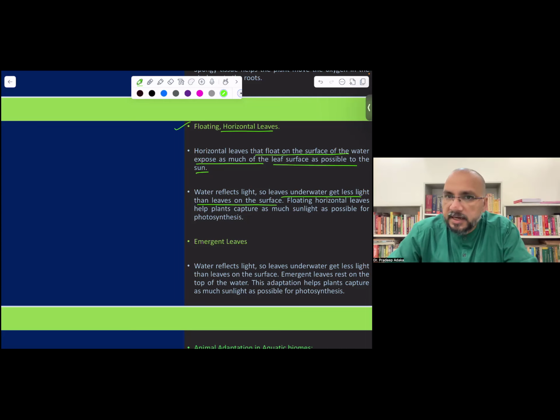So जितना बड़ा leaf का surface होगा, so that is why in most cases in aquatic plants you see larger leaf surface so that they can capture as much light as possible. So ज़्यादा surface area होगा तो ज़्यादा light को capture कर पाएगा.